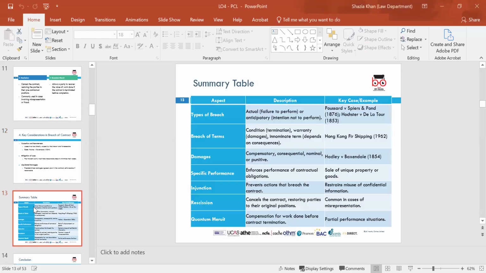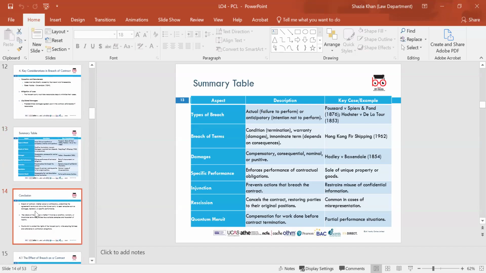So the summary table here looks at the types of breach of terms, damages, specific performance, injunction, rescission, and quantum meruit. We're looking at the description of each one, what they do, key case examples to identify that, and key laws to identify how this breach would occur and what remedies are available. So you can have a look at that in your own time.